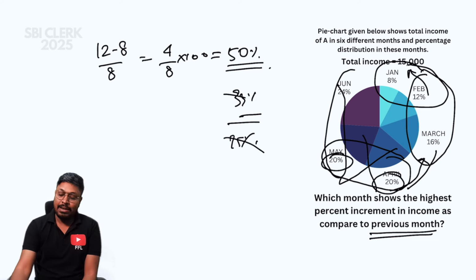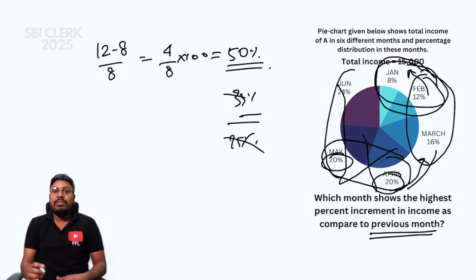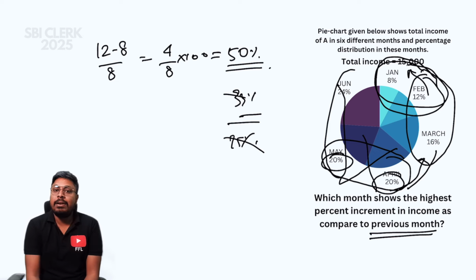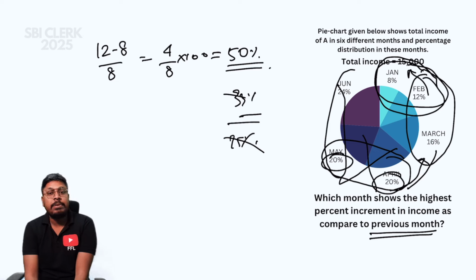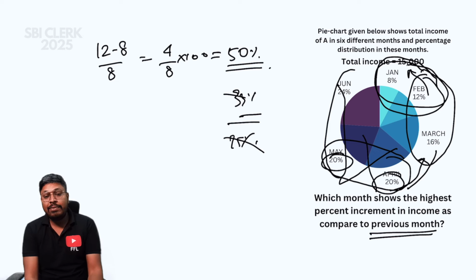These are the lowest increments. The highest increment is Jan month to Feb month, which is 50% increment. So a 50% increment was made between Jan and Feb, right? So friends, remember one thing: if the question is based on an increment concept, you should calculate the value in the anti-clockwise direction, in reverse order, right?